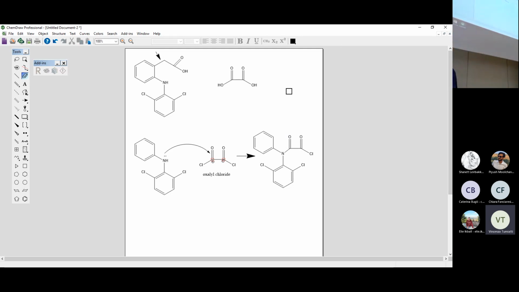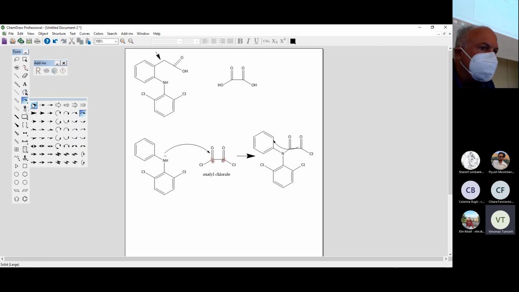Okay. So we have the formation of an amide between the basic nitrogen and the activated oxalic acid. Now we can close the cycle by an intramolecular Friedel-Crafts reaction.